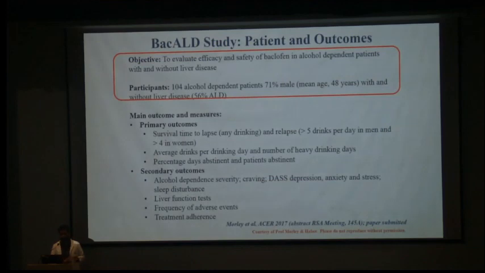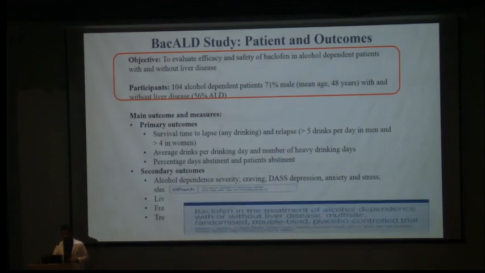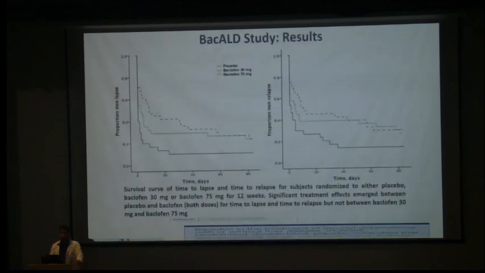So the latest paper that they have put out is the patient outcomes from 104 alcohol-dependent men, out of which 56% had alcohol-related liver disease as well. This was published in the British Journal of Psychiatry, and what they found was that the proportion of non-lapse and non-relapse were both better in patients who took 30 and 75 milligrams of baclofen.